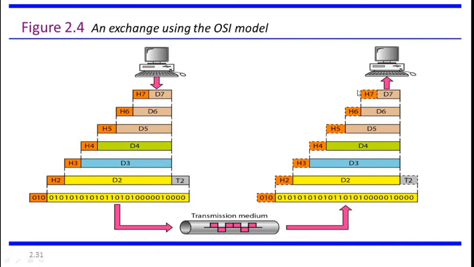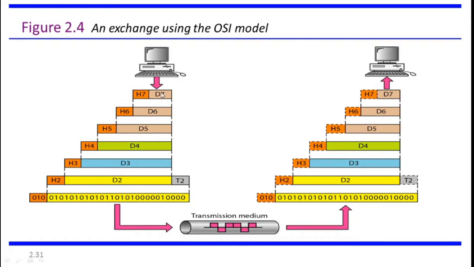Now comes the information exchange. When the data is being received from the source, it is added with the header H7 in the layer 7 application layer. This layer adds a header which stores the information about the various applications being used in it and in what kind of application it has to be opened.